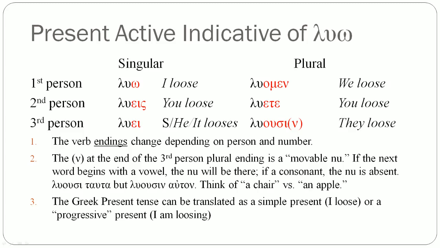One other thing here, I have the translation there, luo, I loose, lues, you loose, lue, he, she, or it looses. And you can translate these that way, but the Greek present tense can also be translated as what we call a progressive present. In other words, something that's in progress as it is happening, which then would be I am loosing. You are loosing, he, she, or it is loosing.